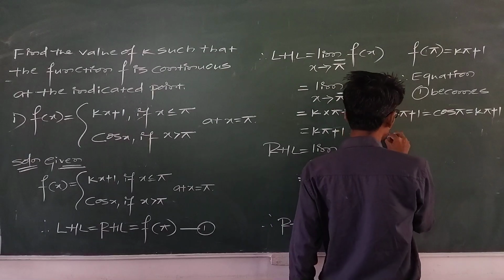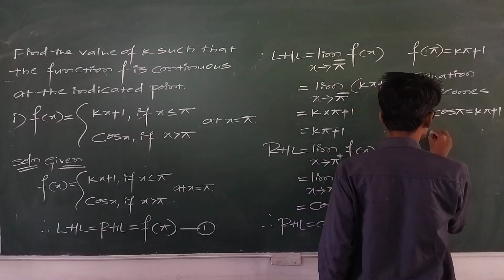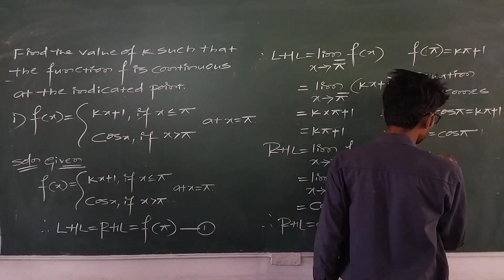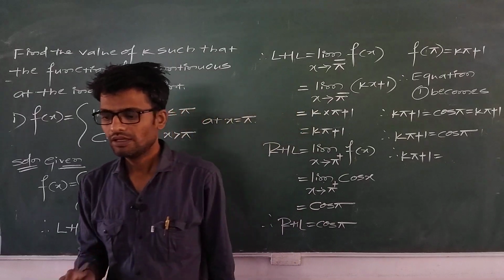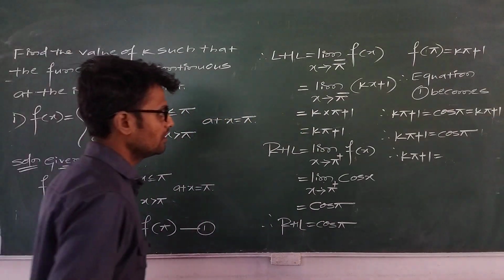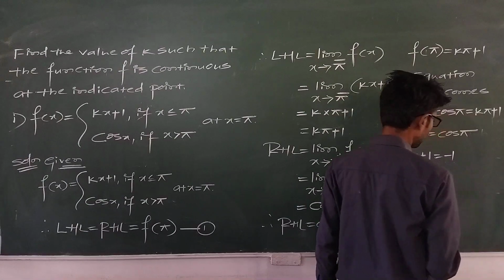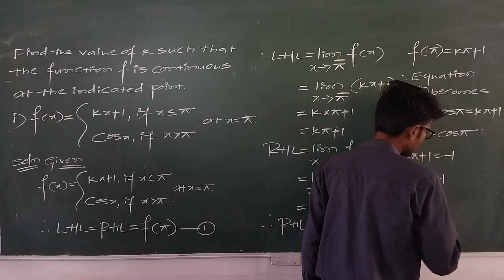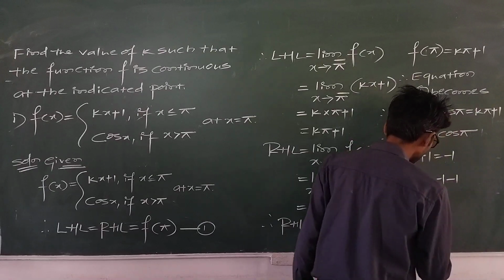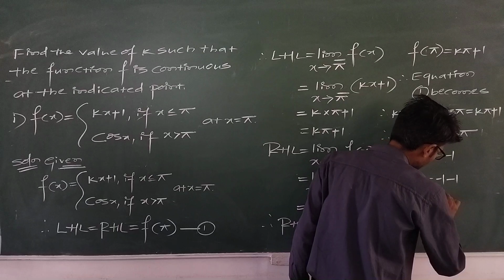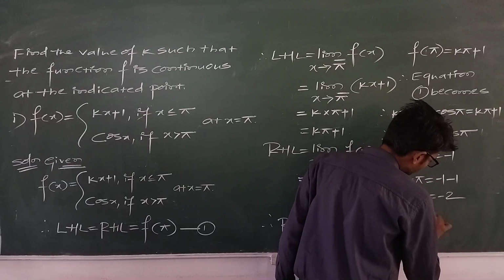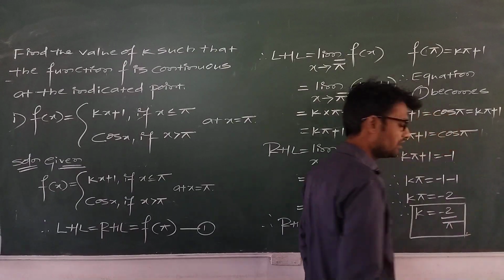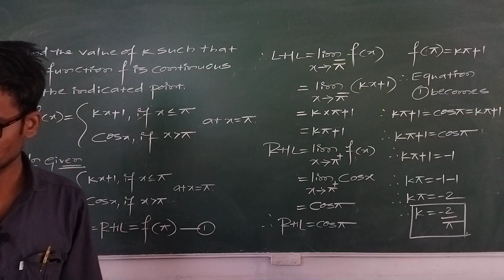So you drop 1 and you write k pi plus 1 is equal to cos pi. So therefore k pi plus 1 you write as it is, and the value of cos pi is minus 1. So therefore I'll write k pi plus 1 is equal to minus 1 as it is, you take plus 1 to this side, it becomes minus 1. So k pi equal to minus 1 minus 1, that is minus 2. So therefore k equal to minus 2 divided by pi. The value of k is minus 2 divided by pi. So very important example, you remember.